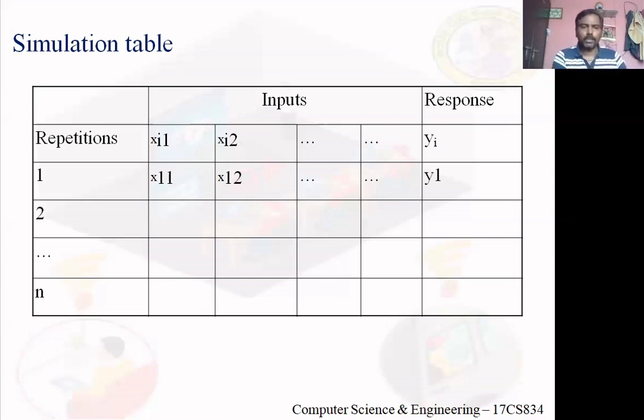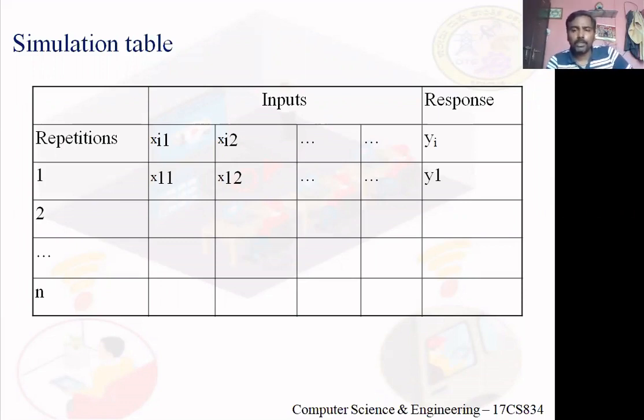X21 is the arrival time of the second customer at 9:45, that is 15. X22 is the service time of the second customer, 8 minutes. So the second customer's service begins at 9:45, time 15, and ends at 9:53, I mean 23. His response time: he arrived at 9:45, departs at 9:53. So Y2 is 8 minutes. Clear?